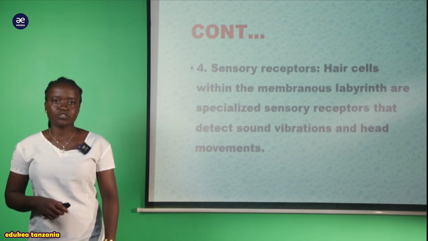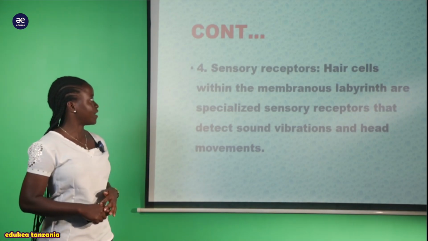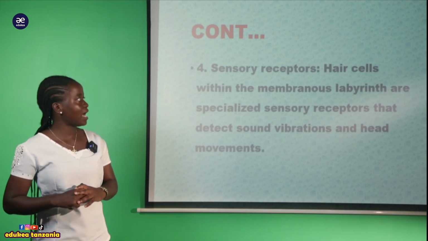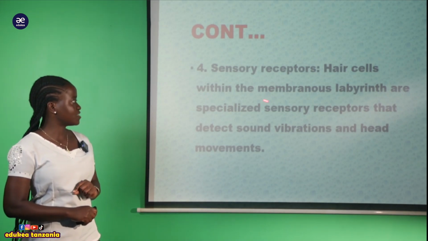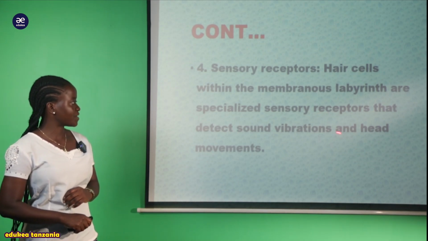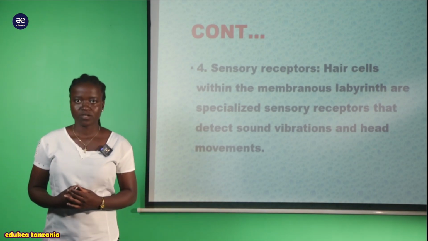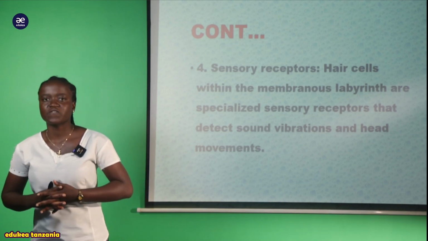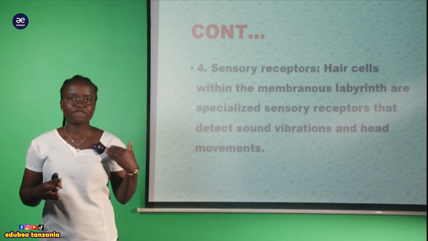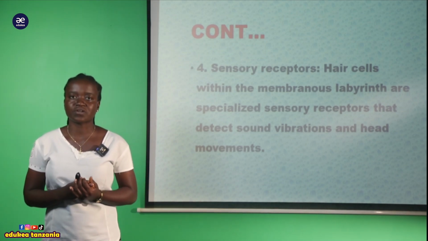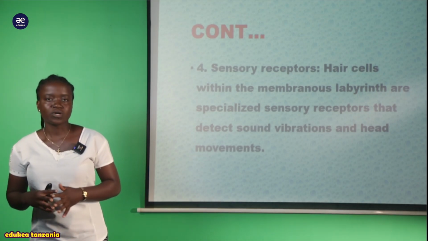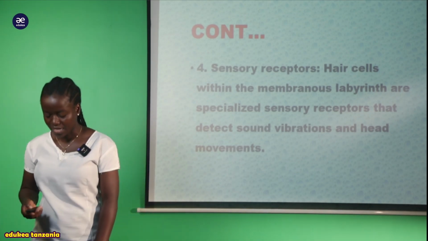And apart from that, this membranous labyrinth acts as a sensory receptor. How? Here we are saying that hair cells within the membranous labyrinth are specialized sensory receptors that detect sound vibration and head movement. Within the membranous labyrinth, specifically within the semicircular canal, there are hairs. The hairs found within it act as sensory receptors, so they bring about appropriate balance of the body. So that is the function of the membranous labyrinth.